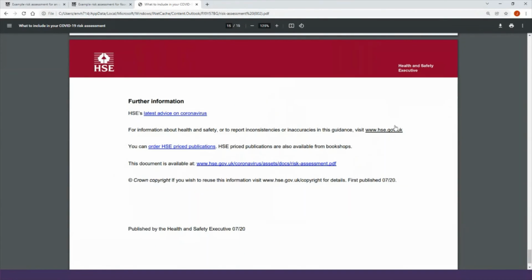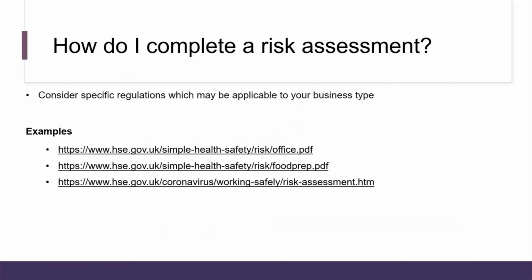And that's it for the COVID-19 risk assessment. As I mentioned, if you need any support or need to see a copy of that template, please do get in contact with us.